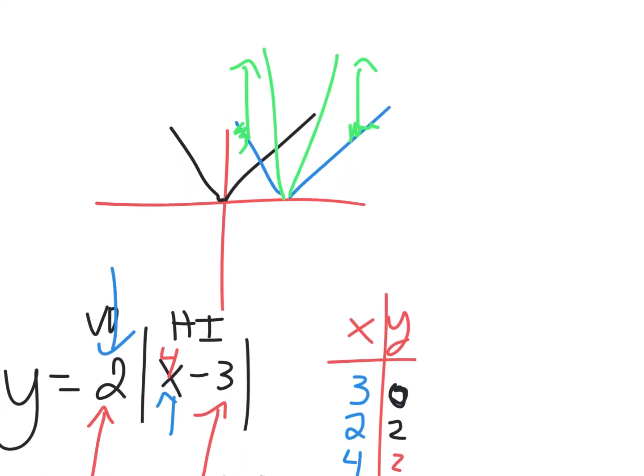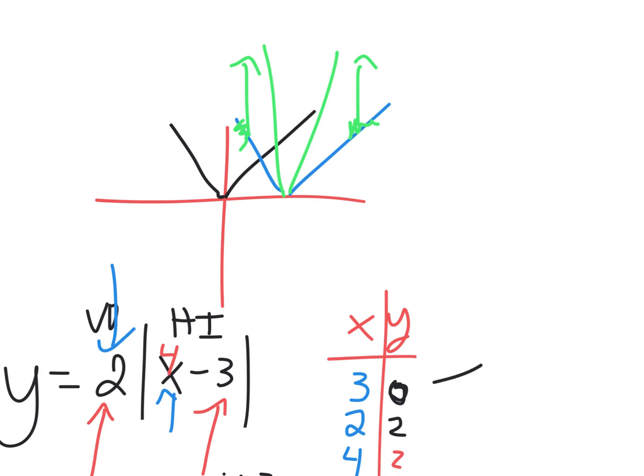Now, how do I know it looks like the green one? Watch what happens when I graph these points. 3, 0, right there. 2, 2 is like right there. 4, 2 is like right there. And all my dots are showing up right where I expected them.